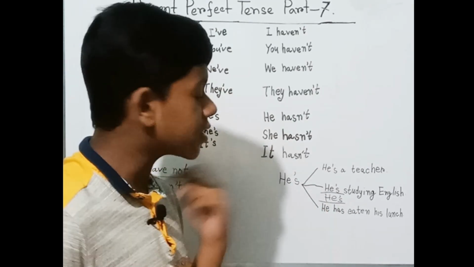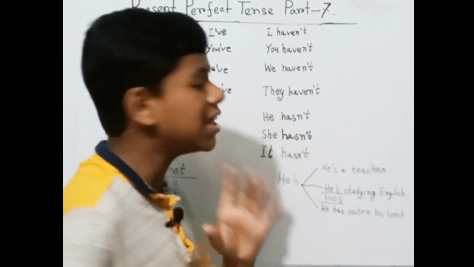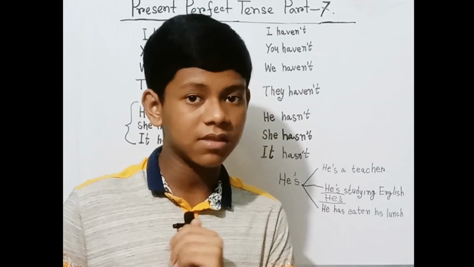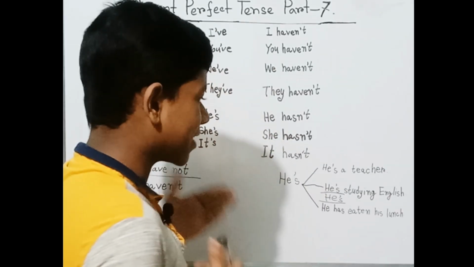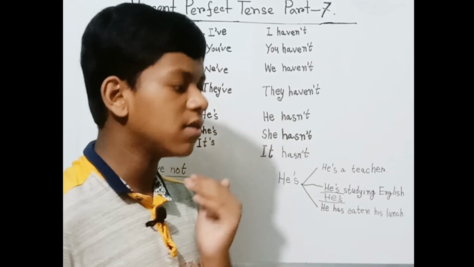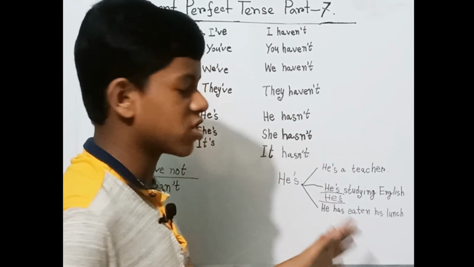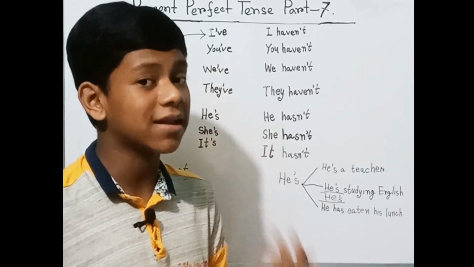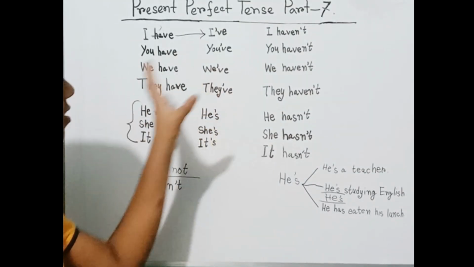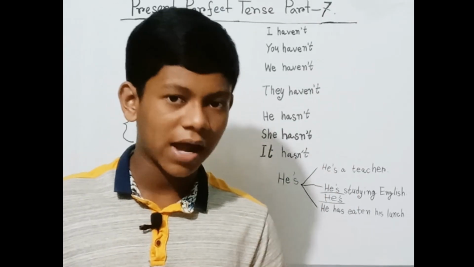But you have to understand the sentence. You have to understand the meaning of the sentence. Then you have to work out which tense it is. And then when it comes to your mind, you have to use it. But you have to understand the pattern of the sentence. Then you can do it. So I hope you have got it. So these are the contractions of the positive side.